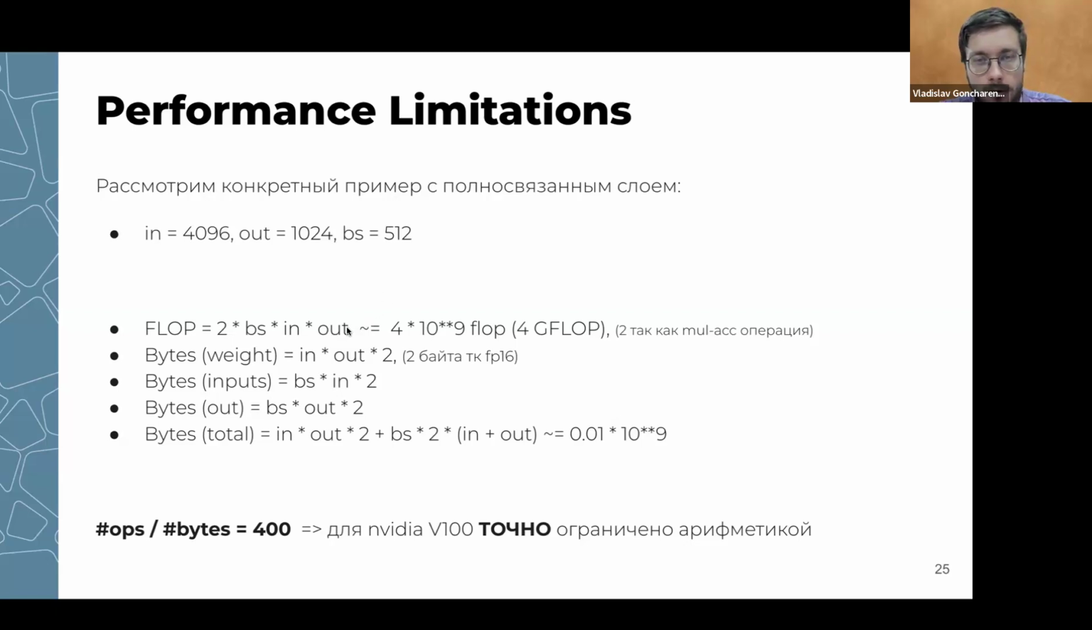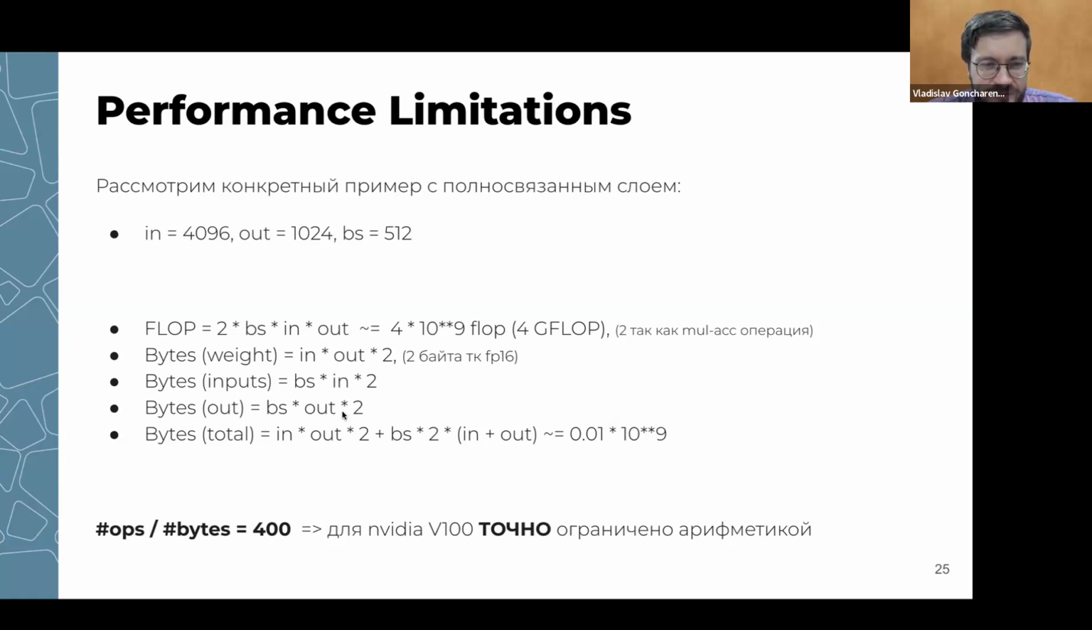Actually, we don't count the bias term here, so we would have to add batch size by output, but it's usually a small number. Compared to the input, which is 4096, it will be bigger by 1, but it doesn't really matter. So it will be about 4 times 10 to the power 9. Then if we talk about memory, we have weights in by out by 2, inputs batch size by in by 2, and output batch size by out by 2.